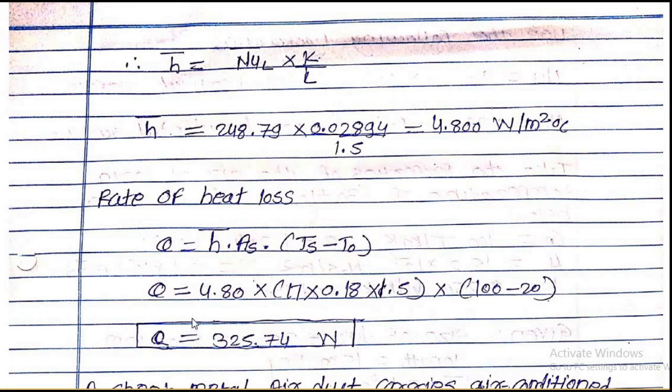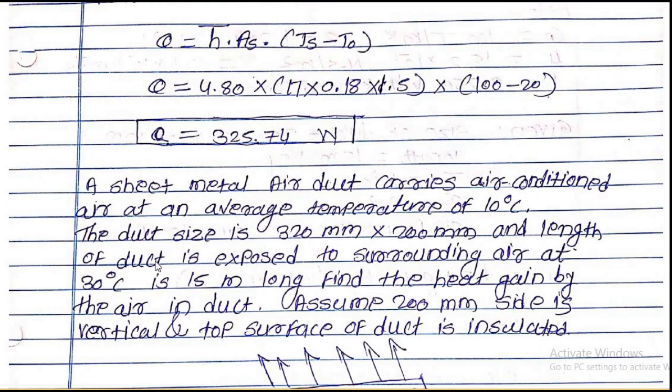So Q is equal to 4.80 multiplied by the surface area of the cylinder, which is pi dl, pi multiplied by the diameter of the cylinder multiplied by its length. So pi multiplied by diameter 0.18 multiplied by length 1.5, and Ts is the surface temperature, 100 degrees Celsius, and the fluid temperature is 20. So we'll get Q as 325.74 watt. That will be the rate of heat loss from the cylinder. Now we'll see the next problem.